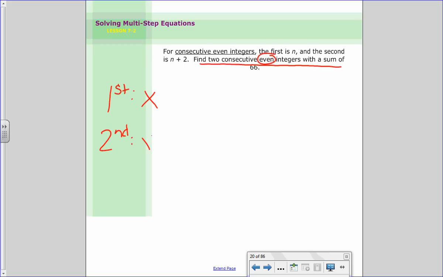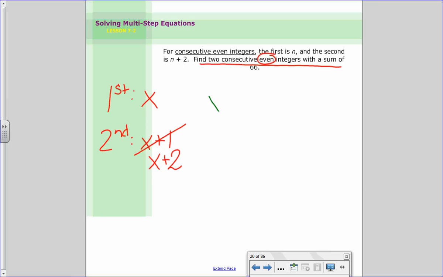But I can't label this one x plus 1 because if I do one more than an even number, for example, if I said it was 12, well, one more than that is 13. If it was 20, one more than that is 21. So when we're talking about even or odd consecutive integers, you actually have to add 2. So here it's x, and then their second term is x plus 2, because you have to skip that odd number between the two of them. So here, our first term is x, our second one is x plus 2.